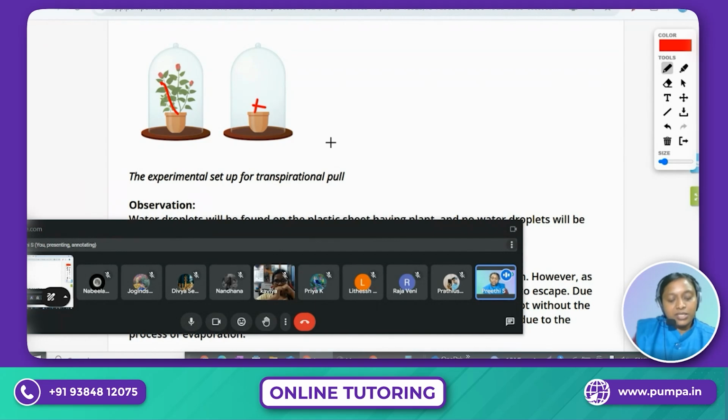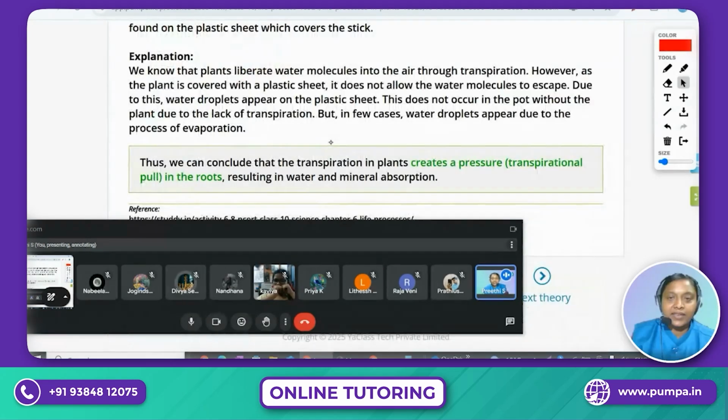After some time, or the next day, if we observe it, and if there is a plastic cover wrapped around it, or otherwise a bell jar, if we cover it, we can observe the water droplets here. It is because of the transpiration. Everyone clear? Yes, ma'am.